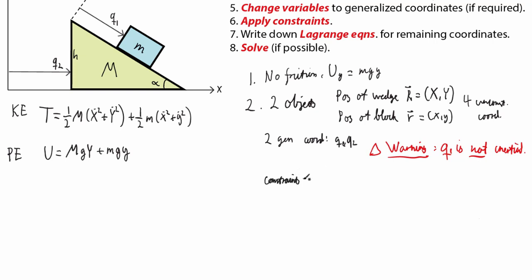Constraints. Okay, so there are 2 constraints. There's one that says that the wedge can only move along the horizontal axis. So that constraint is pretty simple. That's just that capital Y equals 0. So that means, of course, then that Y dot equals 0 as well. That's one constraint. The second constraint is that this mass can only move along the hypotenuse of the wedge, and that's a little more complicated. So I'm going to write that one constraint as 2 equations.